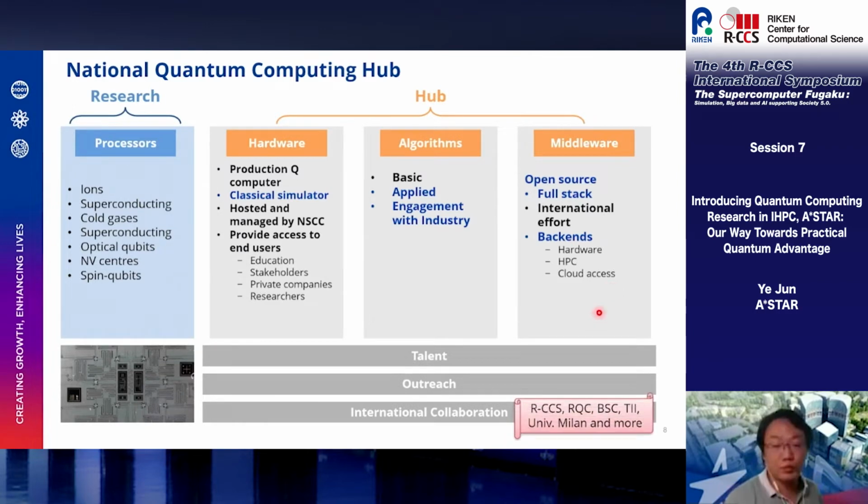So, of course, we have quite extensive international collaborations where we are working closely with R-CCS, and hopefully we can find the opportunity to extend the collaboration further with RQC. And we also have established collaboration with Barcelona Supercomputing Center, TII, University of Milan, and more through, for example, the collaboration in the developments of cable.